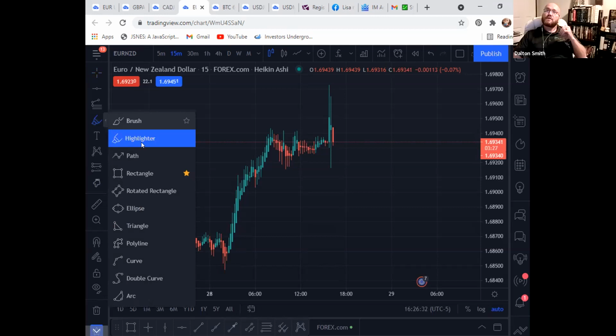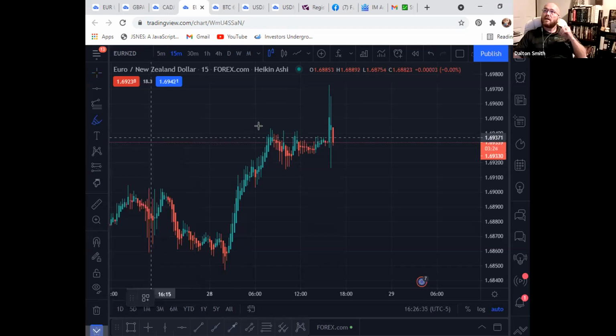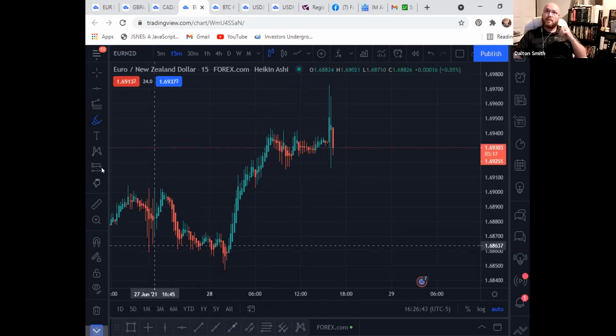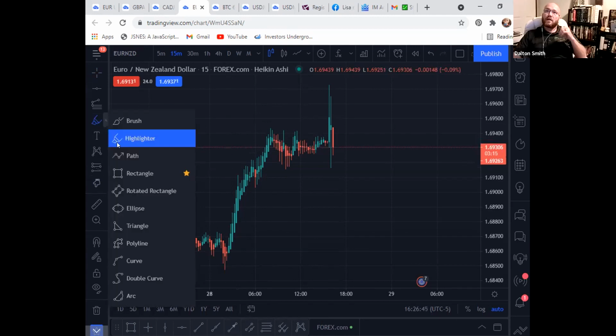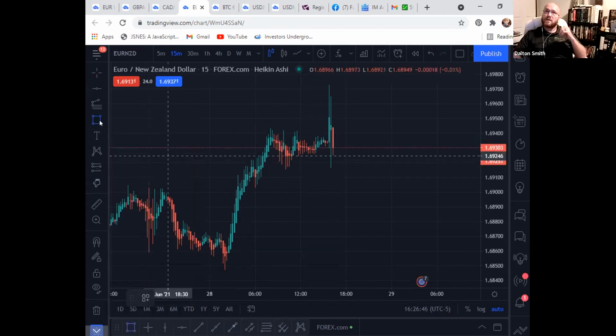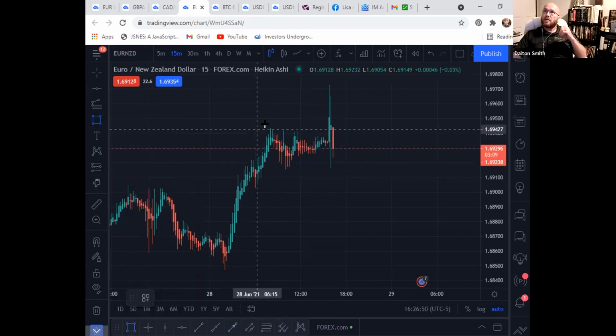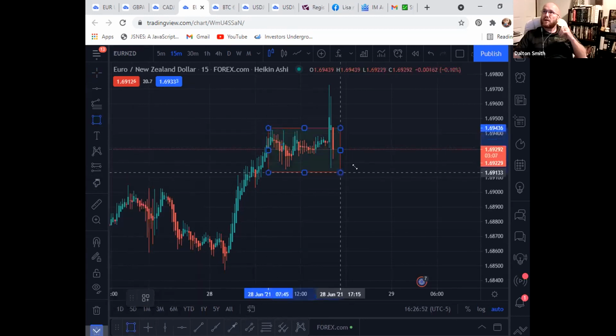These are drawing tools. I use the highlighter quite a bit. I like it to highlight something that the market did. I'll put a little pop above it with the highlighter. This one right here gets used a lot when you're doing consolidation. The rectangle inside of here is what people use to put the box around consolidation.